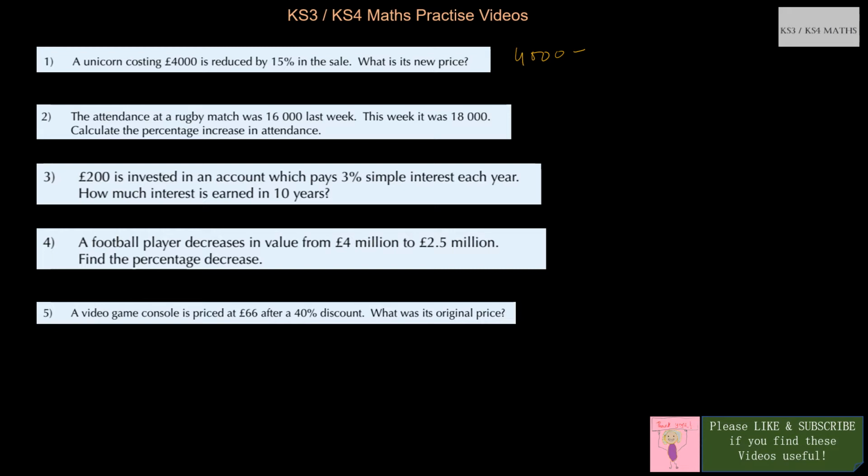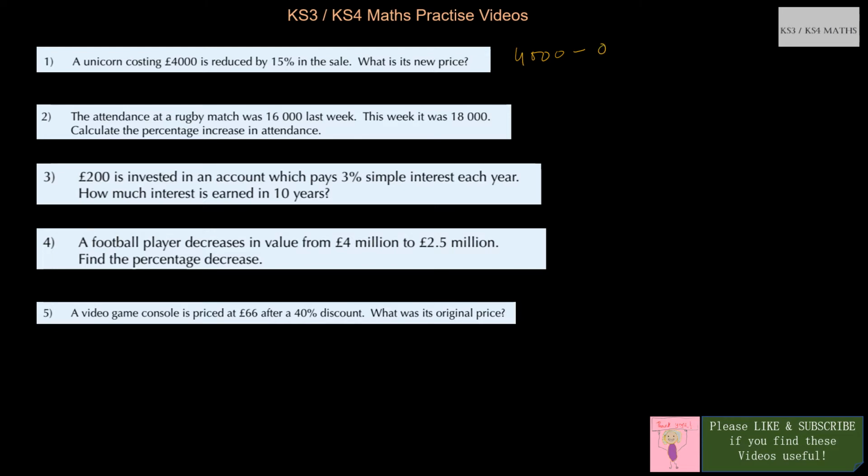The other way to do it is you could do it as 85% of 4,000 and that would be the new price. But you could also do it this way. I don't know why I do it this way, but that's what it is.